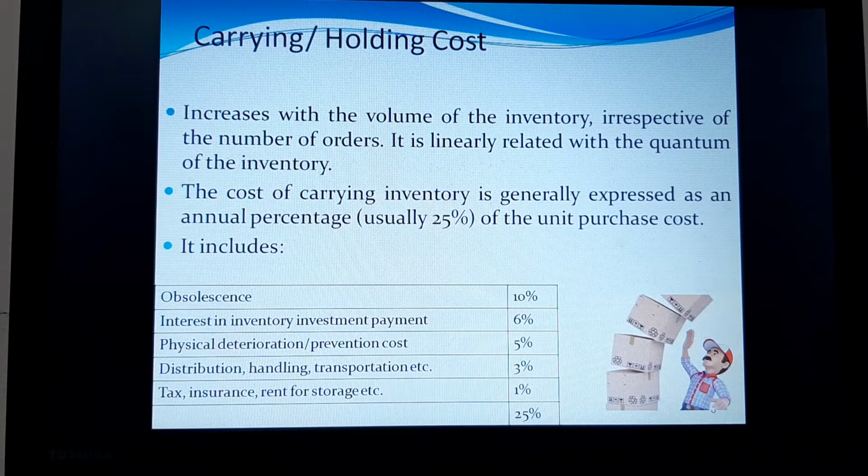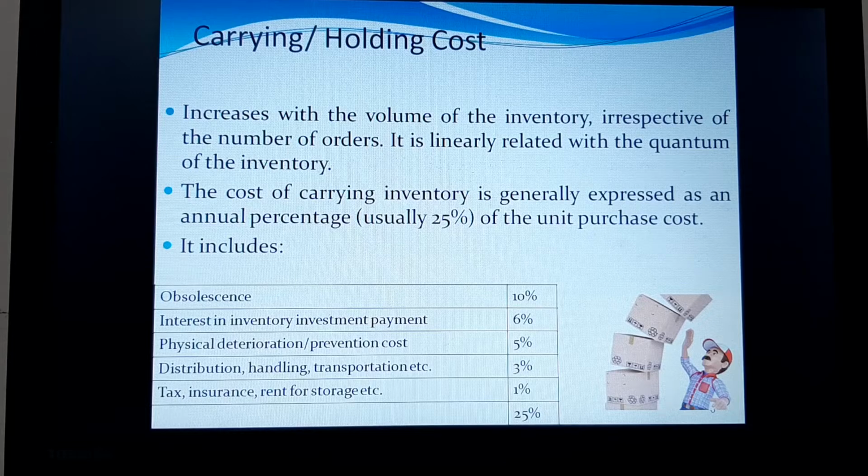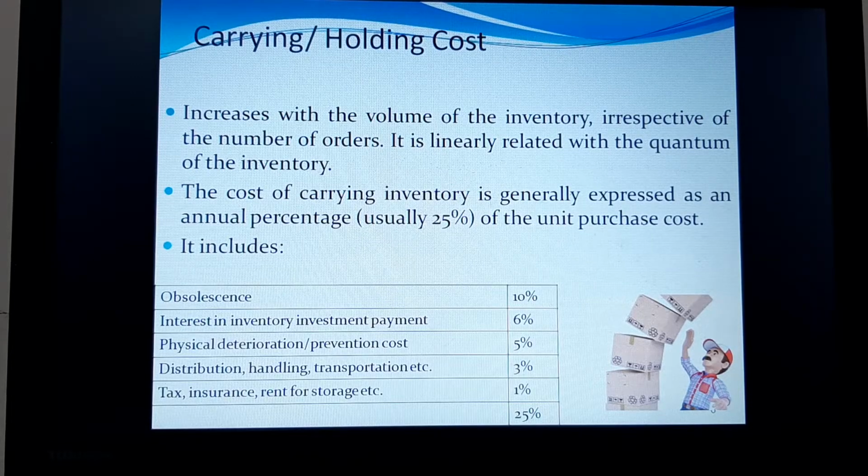So normally this is linearly related with the quantum, the amount of the inventory. In normal cases, the cost of carrying inventory is expressed as an annual percentage of the unit purchase cost. How much unit purchase you are making, that purchase cost, of which a certain annual percentage we will keep aside as the total cost of carrying inventory. Normally that value is considered to be 25%, and the breakup of this 25% is as follows.